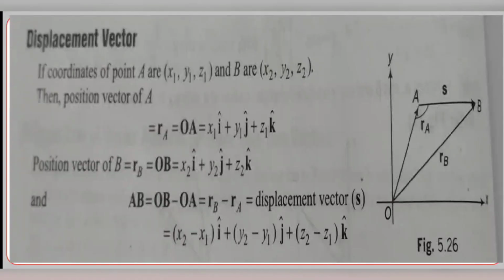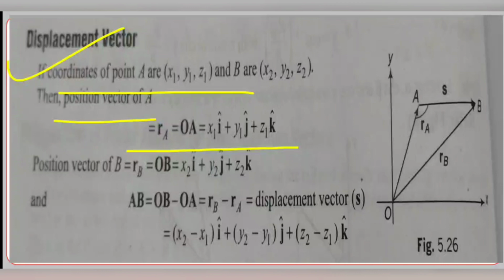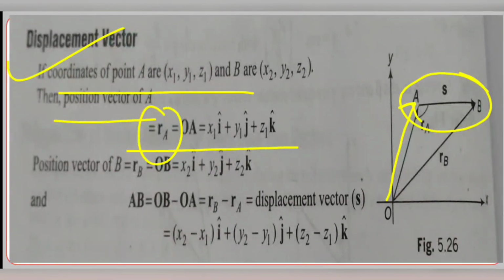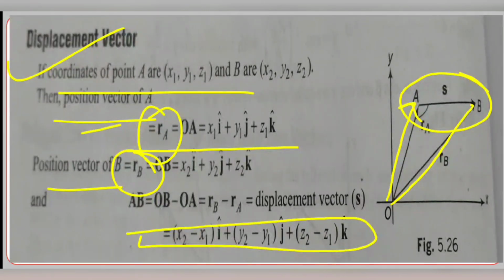Now we have the displacement vector. If the coordinates of a point A are given by the position vector, then this is the displacement vector. What is displacement? The shortest distance. So this is the vector, the shortest distance from R_A to R_B. From here we take out the position vectors, and then we get the displacement vector equal to (x2 minus x1) i cap plus (y2 minus y1) j cap plus (z2 minus z1) k cap.